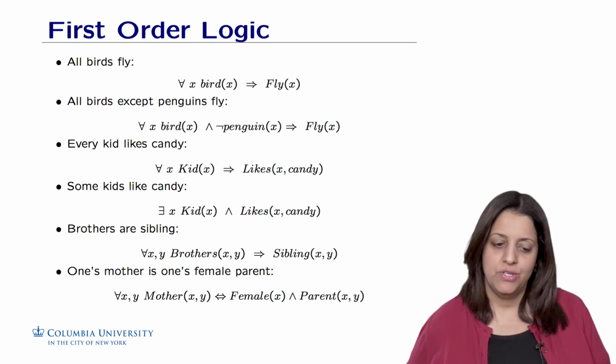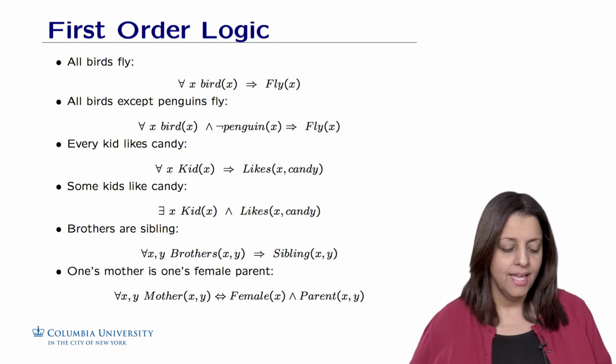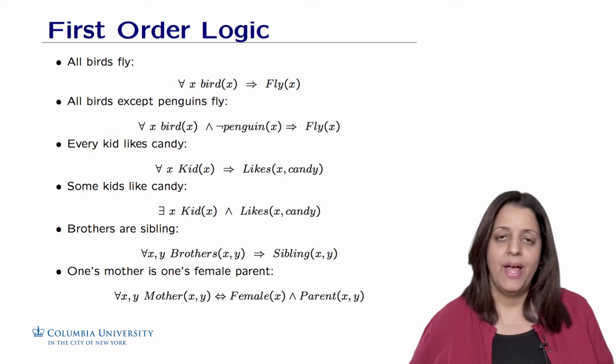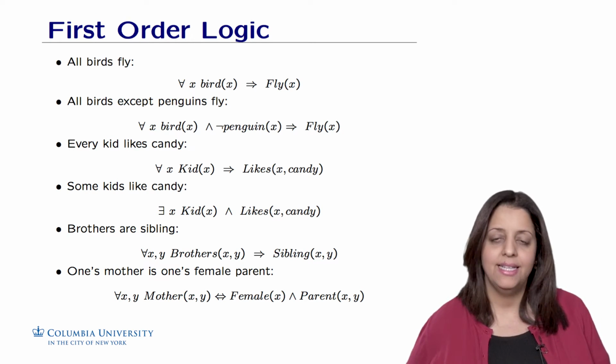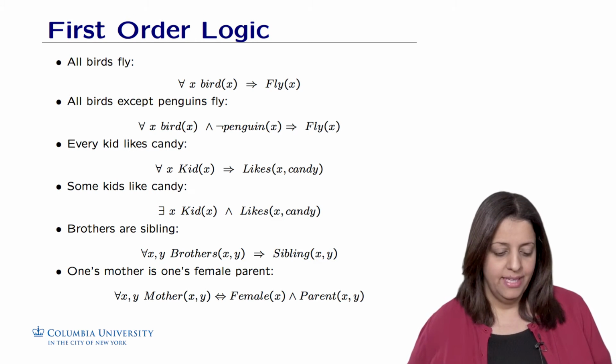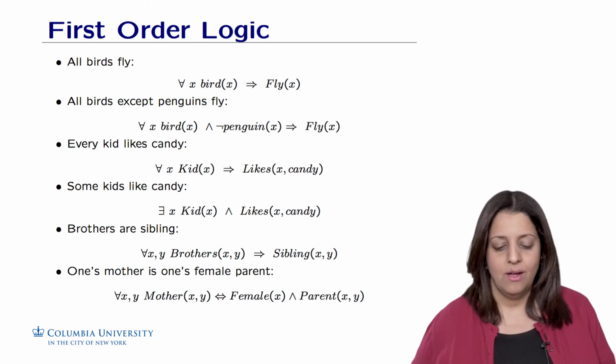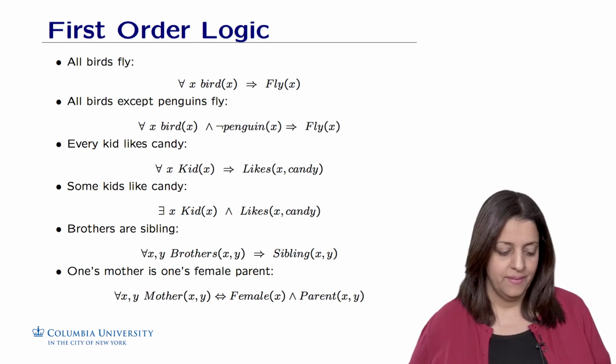The first one is the person or the kid, and the second one is the element that is liked. Some kids like candy. We have to write this as: exists x, kid(x) and likes(x, candy). To express that brothers are siblings, we write that for all x and y, brothers(x, y) implies siblings(x, y).